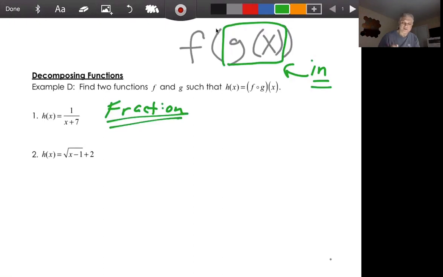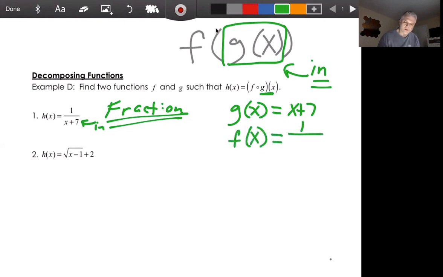And what's in that fraction? In the fraction is an x plus 7. So I would say that the in here for the g of x is x plus 7. So if I put x plus 7 into another function, it's going to give me this. Well, what would I put it in for? I would have to put it into the denominator of a fraction of 1 over this denominator. Well, let's do that. 1 over.